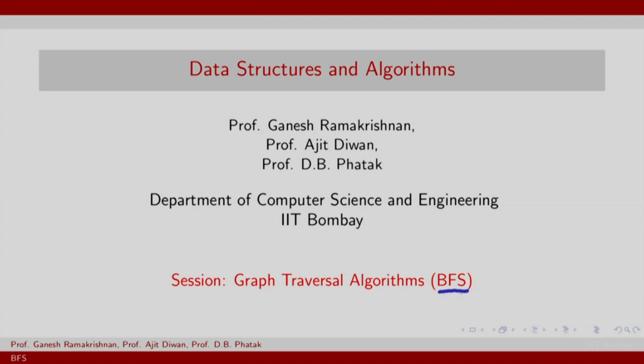We have already discussed graphs and different data structure representations for graphs. How do you traverse such graphs? How do you enumerate the vertices and edges of these graphs in a non-redundant and useful manner? Today we will discuss one such useful algorithm, graph traversal, which is BFS or breadth first search.